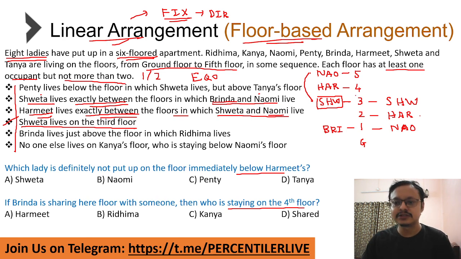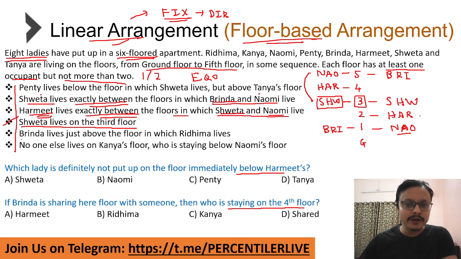So as you can see, the third floor is exactly in between the first and the fifth floor. In case 2, Naomi is on the first floor, which means correspondingly Brinda must be on the fifth. So in both cases, Shweta is staying exactly between Naomi and Brinda. And also between Shweta and Naomi, you have Harmeet staying in between. So what we are doing is proceeding with both possible cases. What is the next clue we look at?